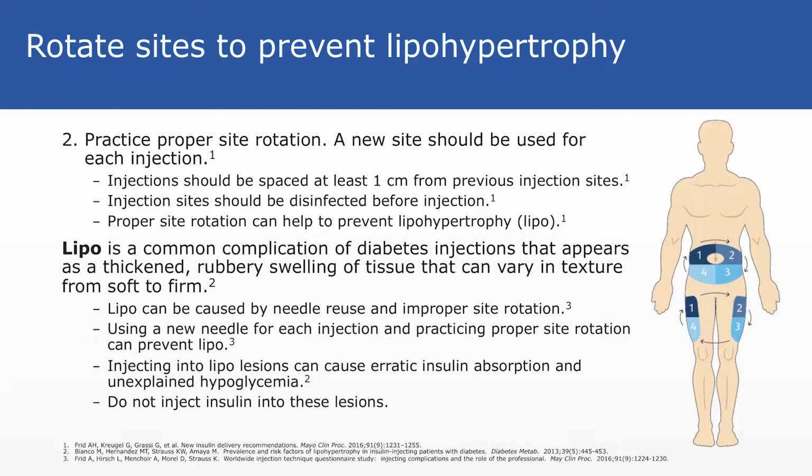Repeated injections into the same site can cause a complication known as lipohypertrophy, or lipo, which is a hardened, rubbery swelling of tissue that can vary in texture from soft to firm. Areas with lipo may have erratic insulin absorption, so it's important to avoid these lesions on a patient and instead use a healthy injection site. Proper site rotation is critical in preventing lipohypertrophy, or lipo, from forming.